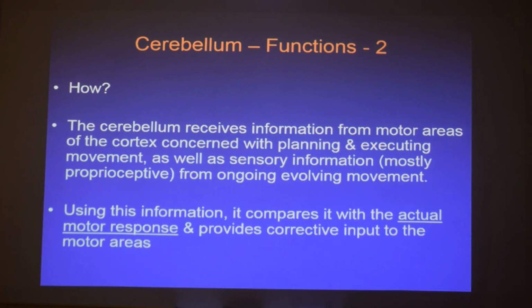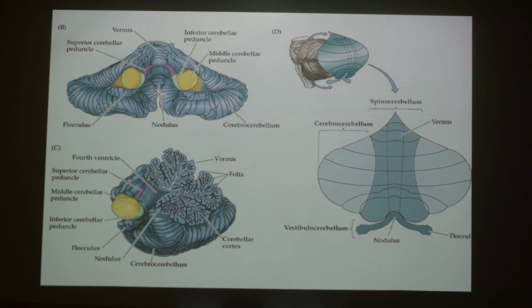Cerebellum receives information from the motor areas of the cortex concerned with planning and execution, as well as from sensory information which it's getting from the proprioceptive impulses from the body. Using this information, it compares it with the actual motor response and provides corrective input to the motor areas. Now we will talk a little bit on the anatomical parts of the cerebellum before we start to look into the different types of connections and how it is going to work.